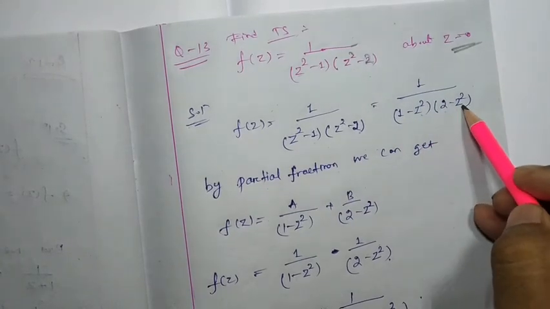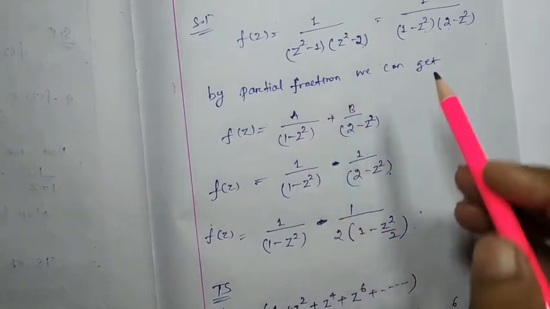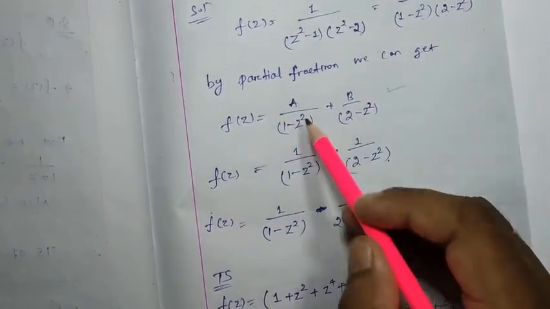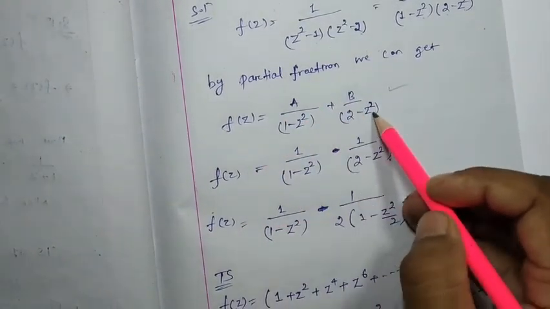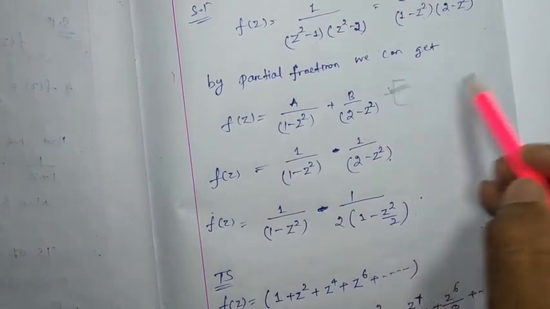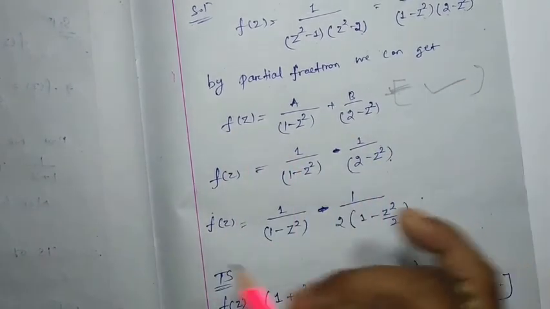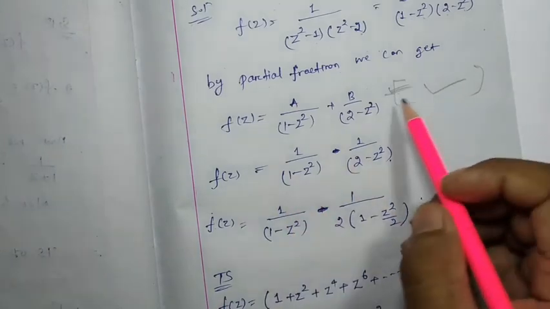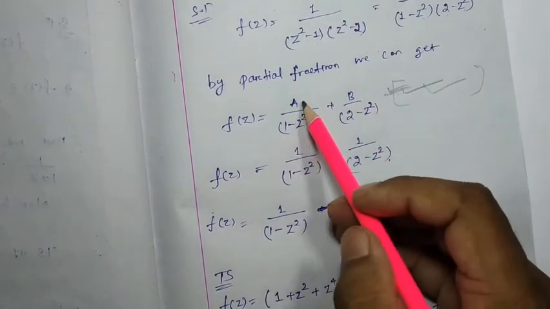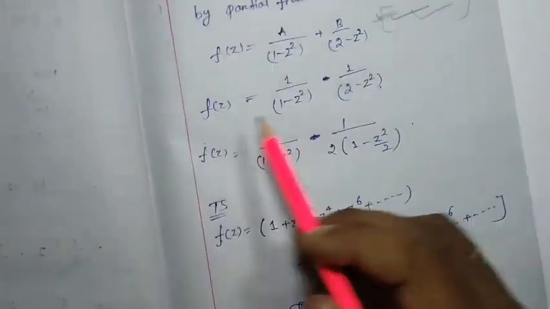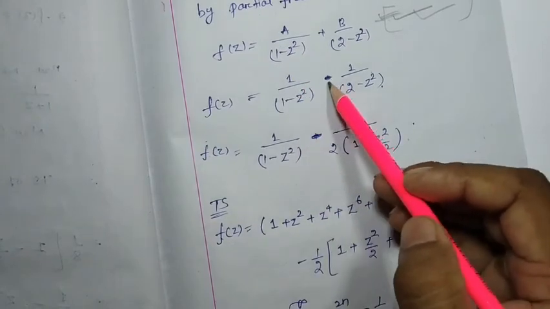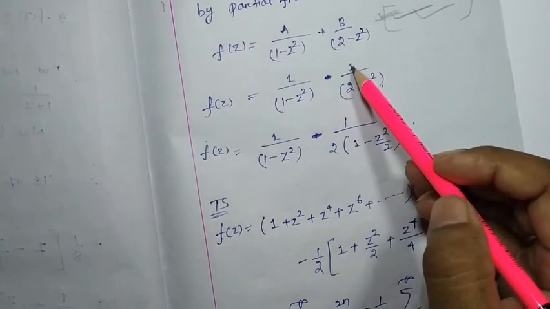So by partial fraction we can get a by (1 minus z square) plus b by (2 minus z square). You can do it by rough partial fraction; many times we have discussed it. Here a you can find is 1, b you can find is minus 1, so f(z) will be 1 by (1 minus z square) minus 1 by (2 minus z square).